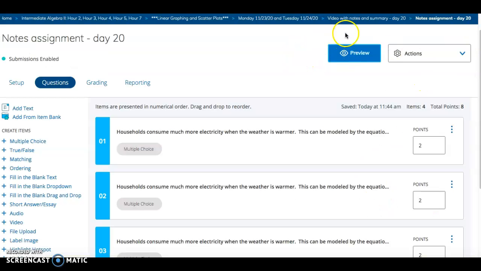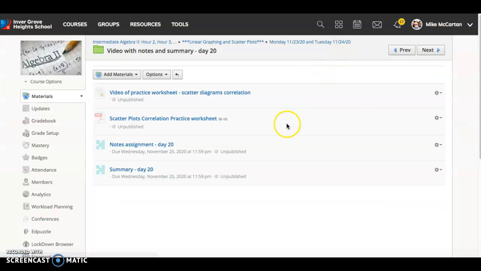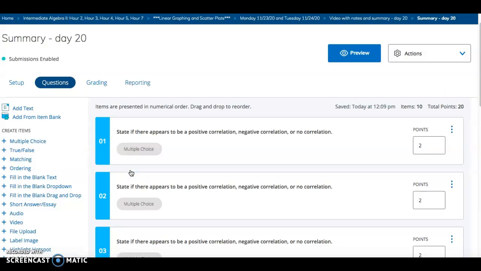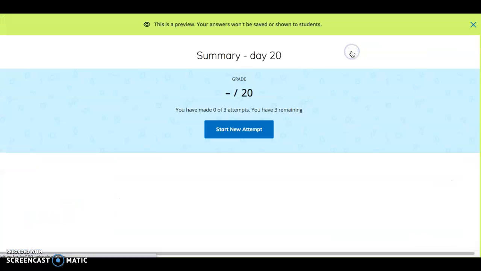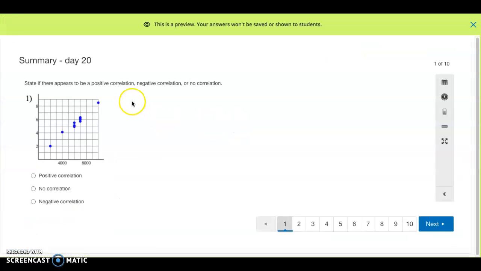Let's look at the next one. Again, we just did this notes. Let's go to the summary. This is just one of those where you say it's positive, no correlation, or negative. Every problem. This is going up. Boom. Up like this. See this? That's positive.